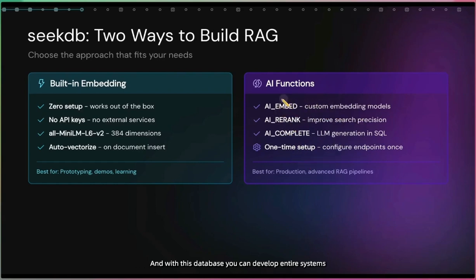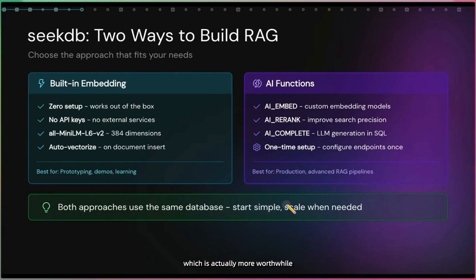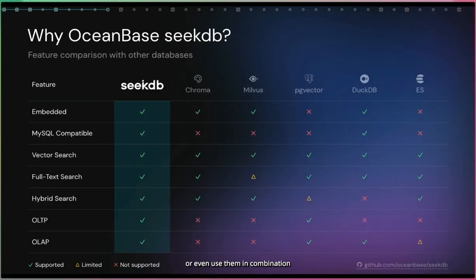With this database, you can develop entire systems or even build related agent systems if you want. It's all possible. Some capabilities can be extended in this way, so everyone can spend more time focusing on business development, which is actually more worthwhile. Alright, so these two solutions are what we're currently offering, and you can choose based on your actual needs, or even use them in combination.